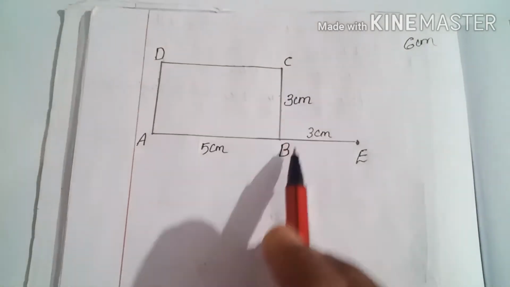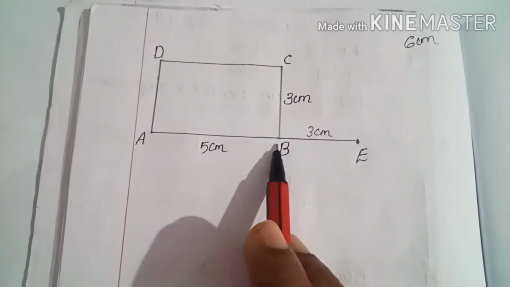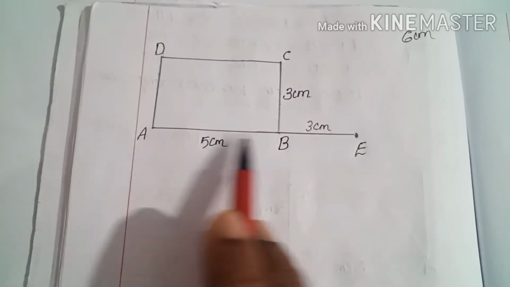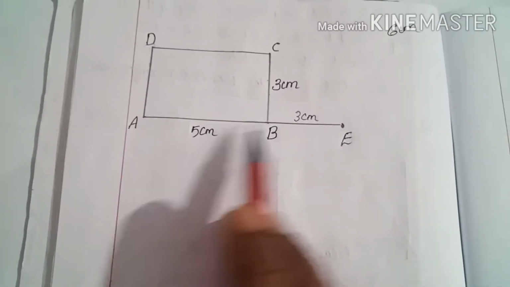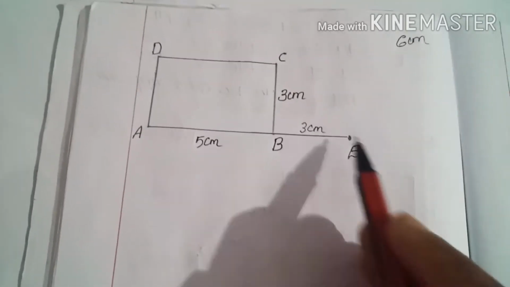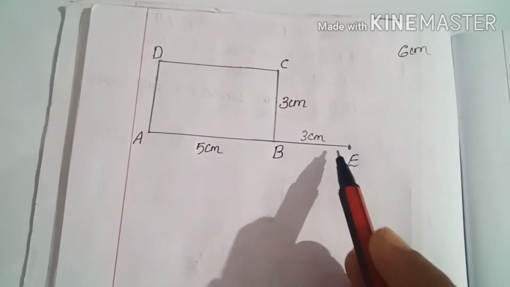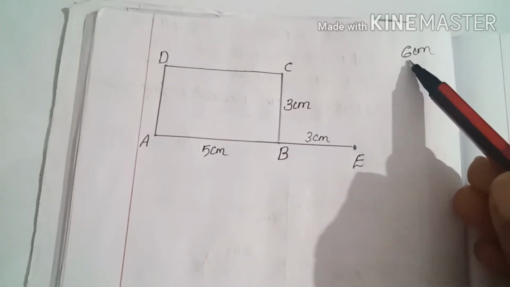Okay, extend the height towards this side along with the AB. These two lines must be in the same line. Don't deviate, no slanting. Okay, straight line must be here. That is 5 plus 3, 8 like that. After that, for the new rectangle, we need one side as what?